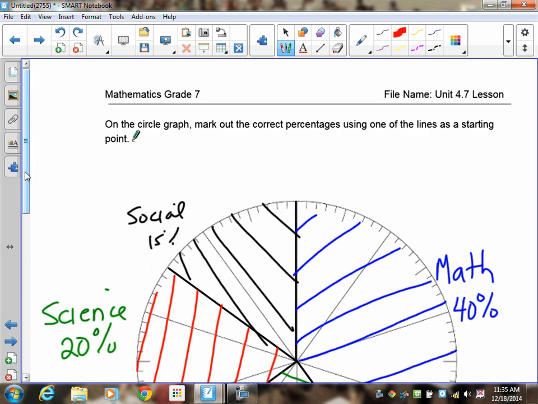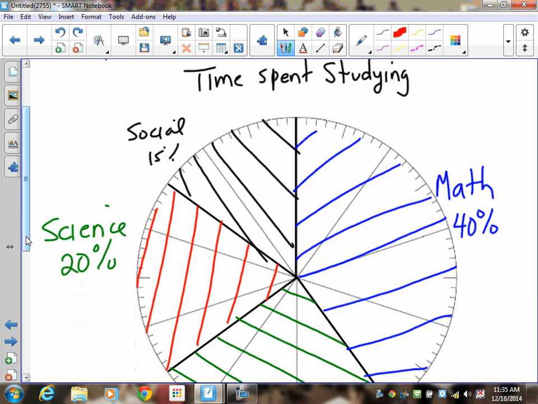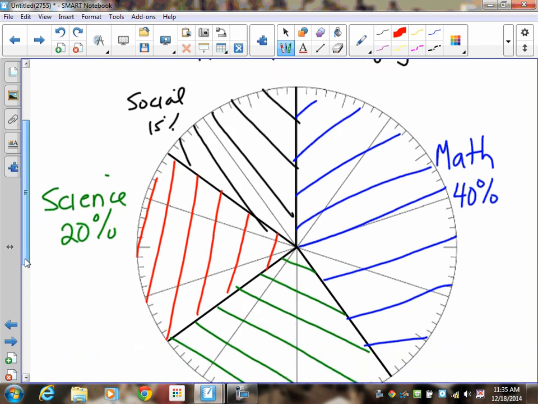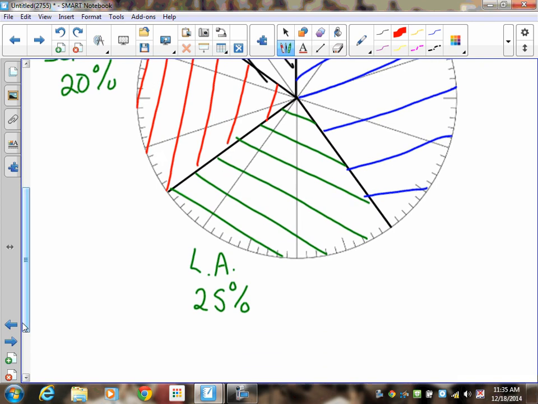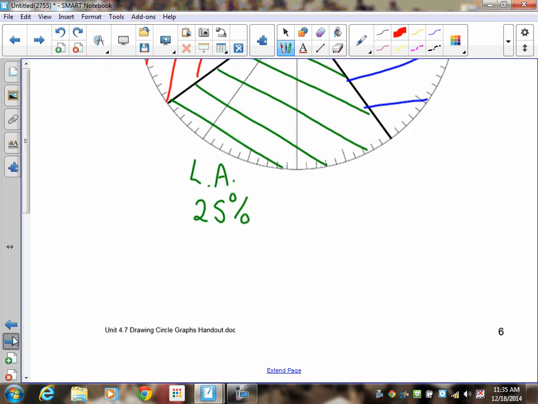Okay, so now, because it's a graph, I have to have a title. So this is the time spent studying. So I have a title, and I have everything drawn the way it's supposed to be drawn. Now with a percent circle, I just have percents. It's pretty straightforward, fairly easy to do. If you have any questions on how to do this part, just back up and watch this section again.